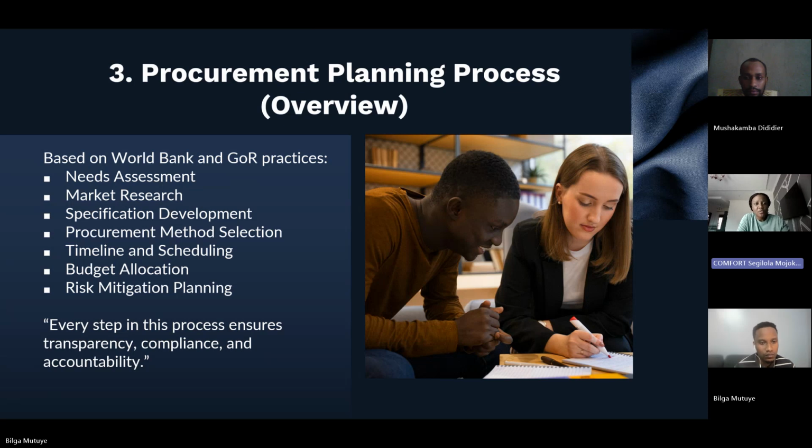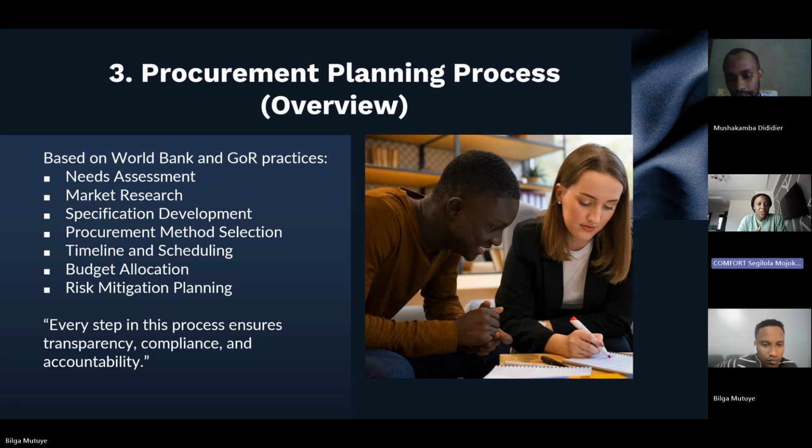And we'll talk about specification development. Specification development is all about creating a detailed document that outlines the requirements for the materials, the workmanship, and the methods that we'll be using. I will talk about procurement method selection. So for procurement method selection, we have some like open bidding, restricted bidding, direct procurement, request for quotations. So all of that, my colleague is going to give more highlights on it.